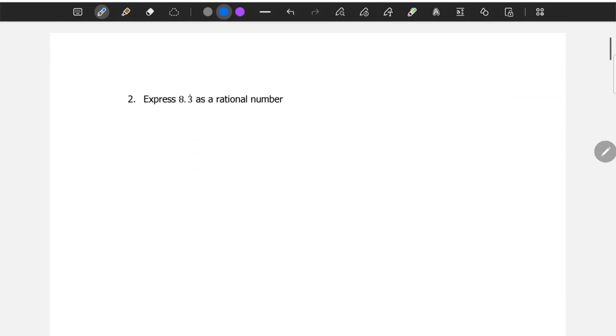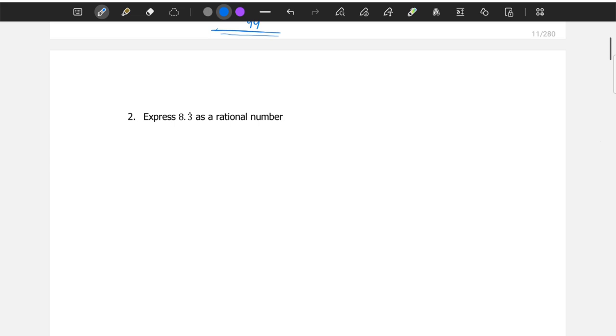So for example, we have another question which asks us to express 8.3 recurring as a rational number. Again, we look at 8.3 recurring, where 3 is the one recurring digit, so that means the number is 8.3333 an infinite amount of times. We only have one recurring number, so to move this to the other side of the decimal, we just multiply by 10.